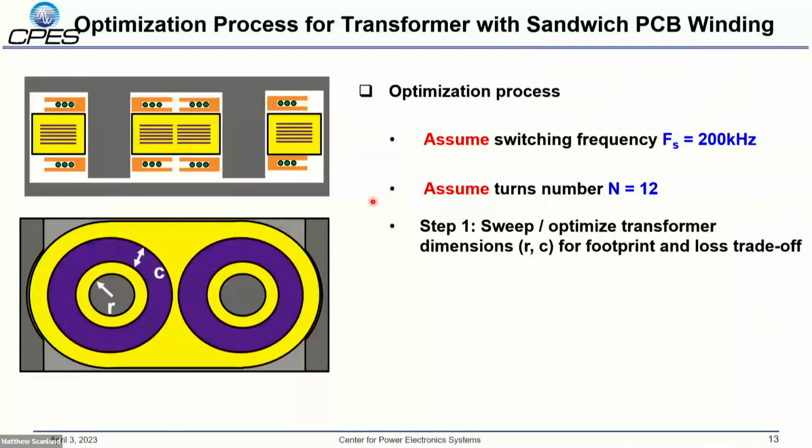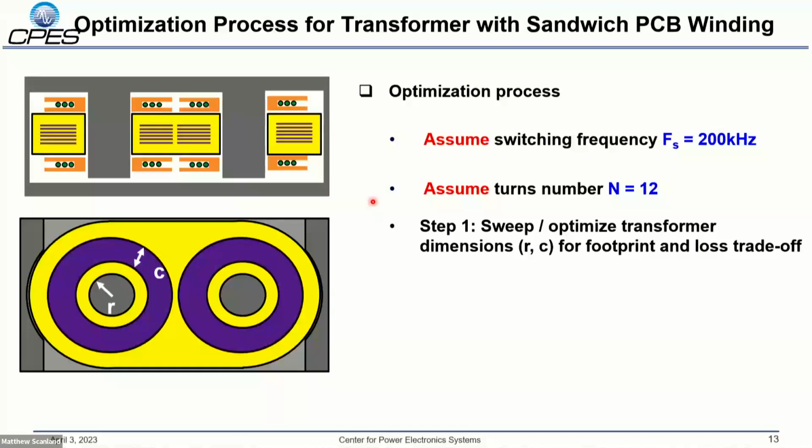Here comes the optimization process for the transformer with the sandwich winding. First, we will assume the switching frequency equals 200 kilohertz, and we will assume the turns number is equal to 12, as we saw on the previous page. If we use 16 layers, the additional 2 turns will have significant loss. So we will start with the turns number equal to 12.